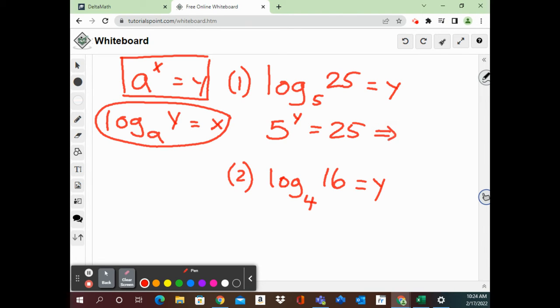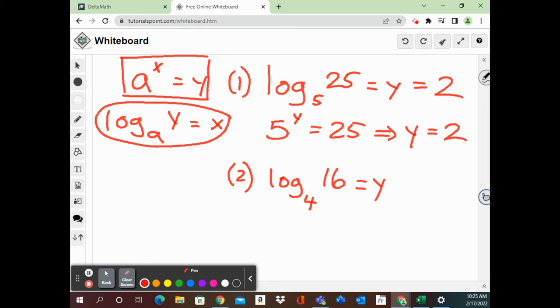Then from there, we want to figure out what y is. What multiple of 5 gives us 25? Well, I know 5 squared is 25, so y in this case will be 2. If I revert this back to my original equation, log base 5 of 25 is equal to 2.